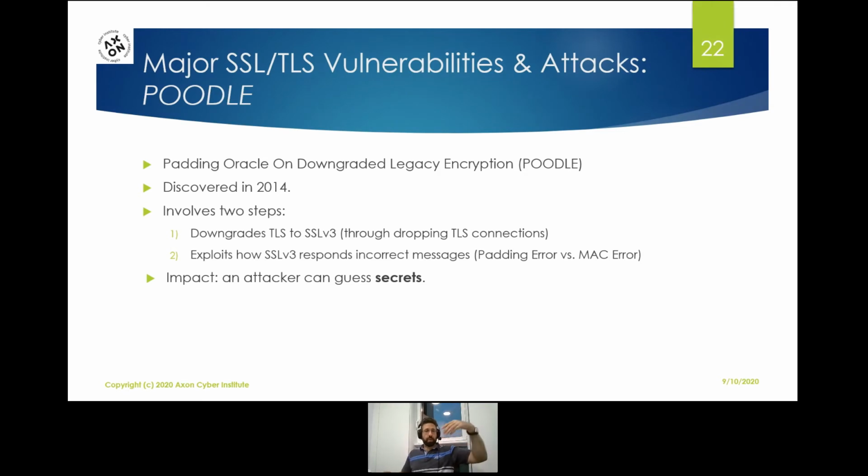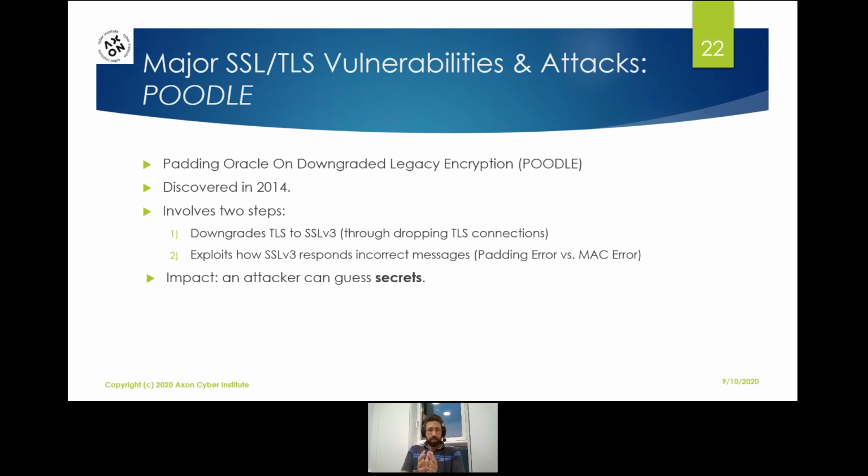However, many websites still enable SSL version 3 by default, even though they are not using it. So they are using, let's say, TLS 1.1 or 1.2. However, SSL version 3 is still enabled. So what the POODLE attack does is force the downgrade to SSL version 3, and once SSL version 3 is used, it then targets and attacks.